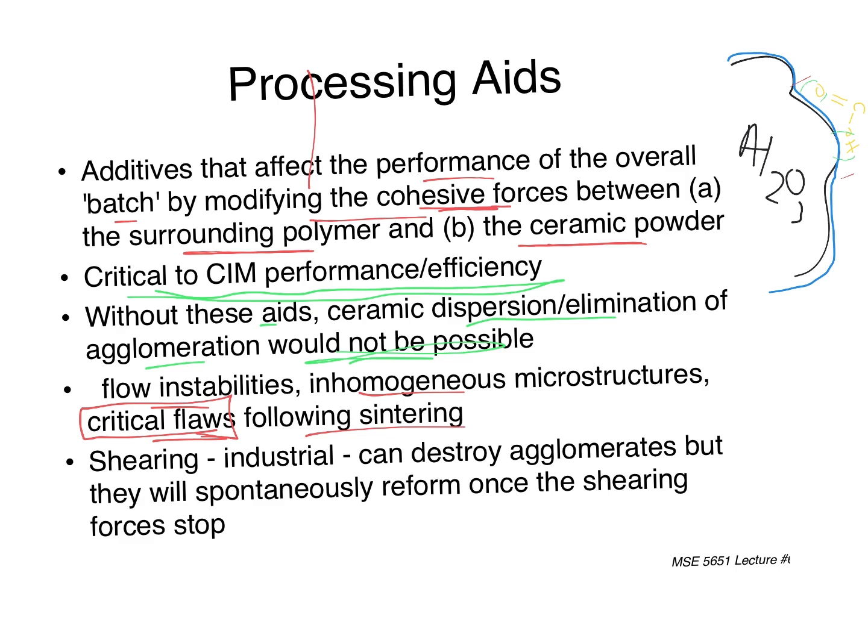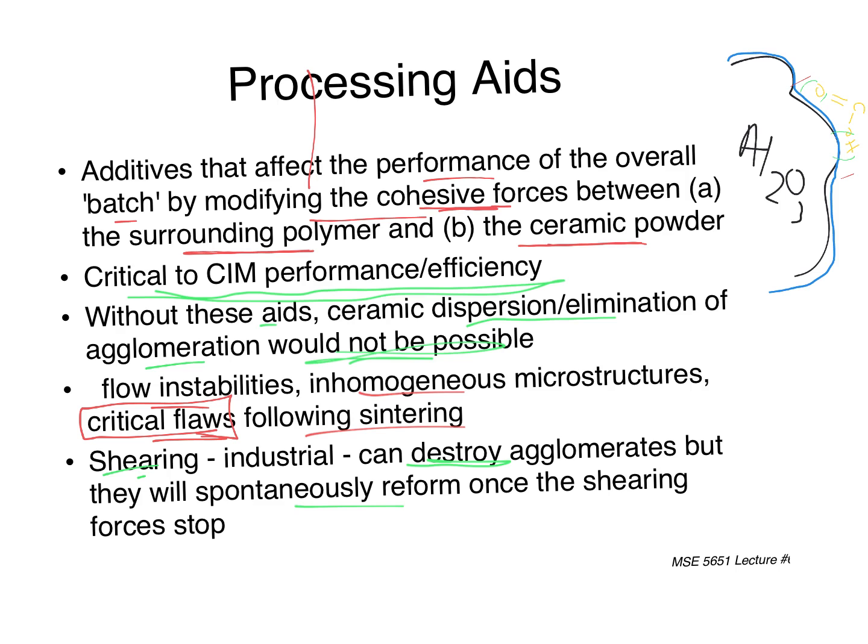You might think that all you need to do is just throw energy at it. You could shear the heck out of this stuff, and that will destroy agglomerates. But if you don't have these things in the way, they spontaneously reform. So you spend all this time, you pull them out of the energy well, huge amounts of energy, and then they go pow right back into the energy well because there's nothing to stop them.